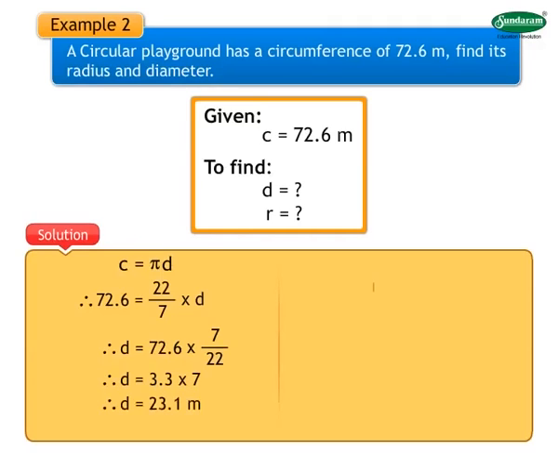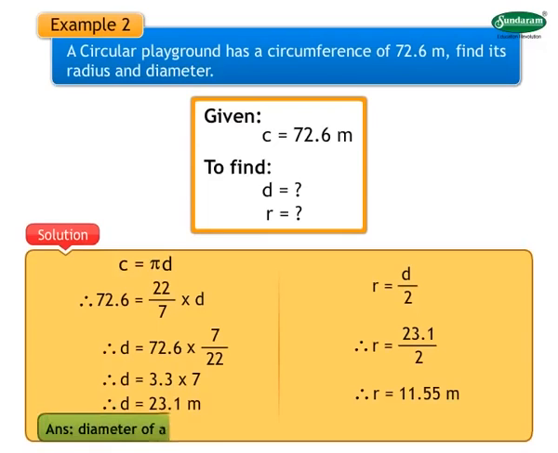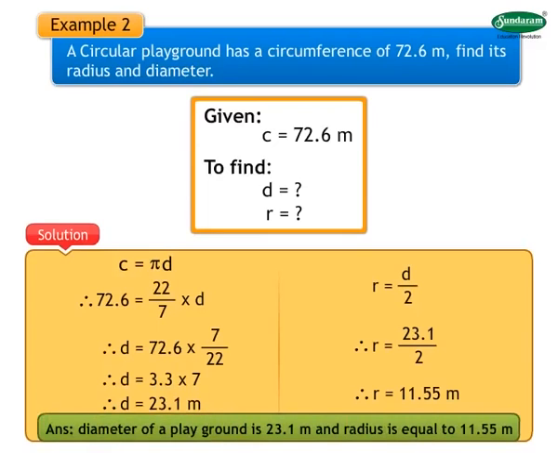We know radius is equal to diameter divided by 2. Therefore, radius is equal to 23.1 upon 2. Therefore, radius is equal to 11.55 meters. Answer is diameter of the playground is 23.1 meters and radius is equal to 11.55 meters.